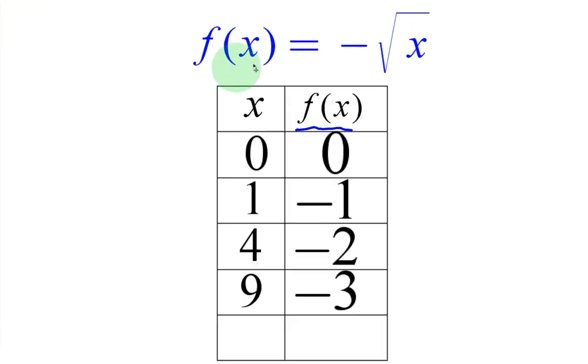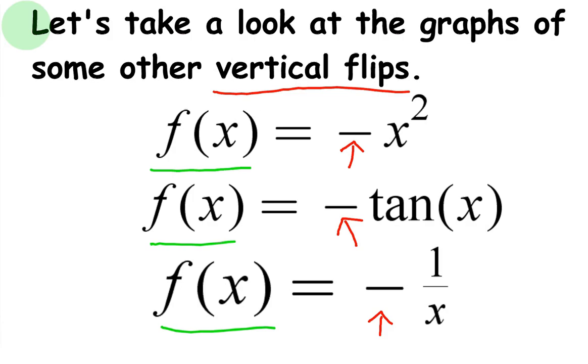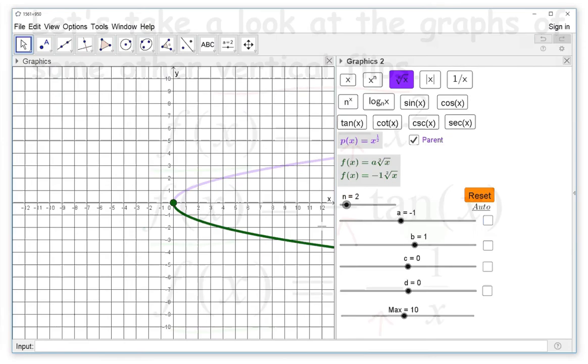So here is our final transformed function, f of x equals negative square root of x. The x values stay the same, the y values change sign, and that's if you have a negative that you put in front of the parent function. Let's take a look at some other vertical flips. Let's flip x squared, tangent, and 1 over x.